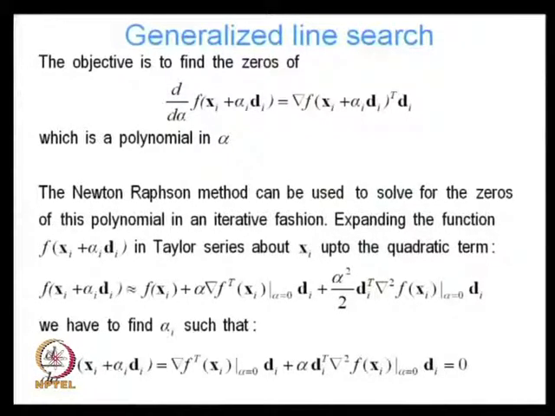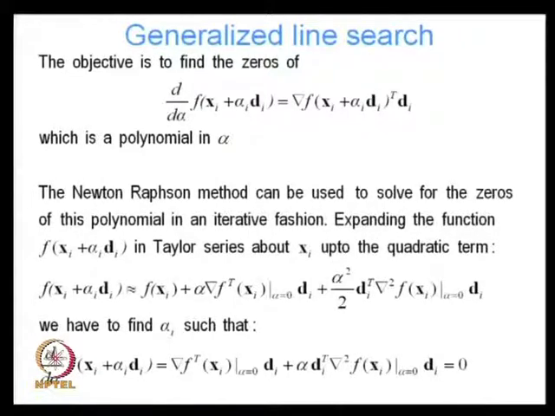So, how do you do that? Well, you expand the function f of xi plus alpha i di in Taylor series about xi up to the quadratic term. So, you write f of xi plus alpha i di approximately equal to f of xi plus alpha gradient of f transpose di plus alpha square by 2 di transpose Hessian of f at xi di, right, this is up to the quadratic term. And then we have to find alpha i such that, why do we do that? I did that because this offers us some insight into the convergence of the conjugate gradient method.